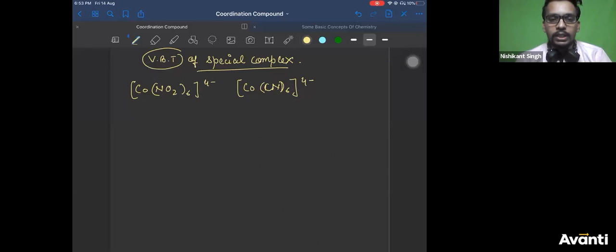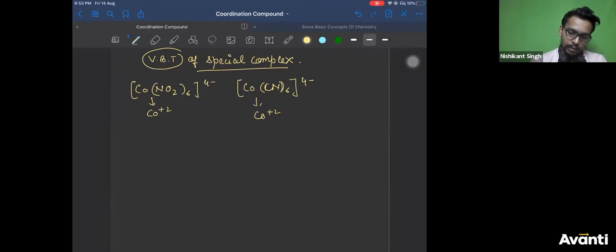Now can you guys tell me what is the hybridization of these two complexes? Try it out, then I will discuss. I will also solve parallelly. So here cobalt is +2. Here also cobalt is +2. That means cobalt is 3d7. Yes, Chirag is getting d2sp3.